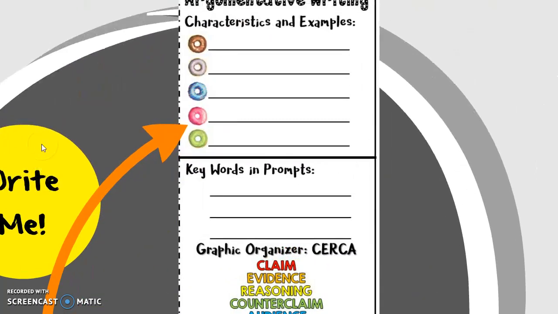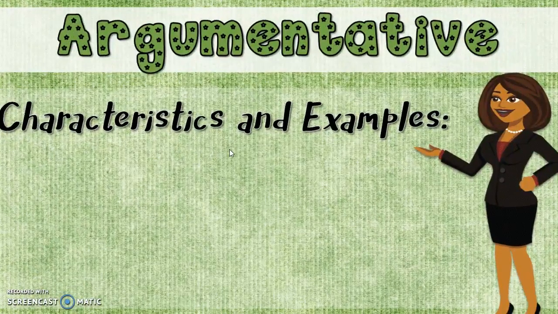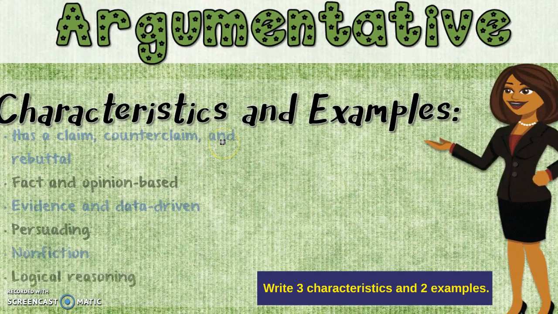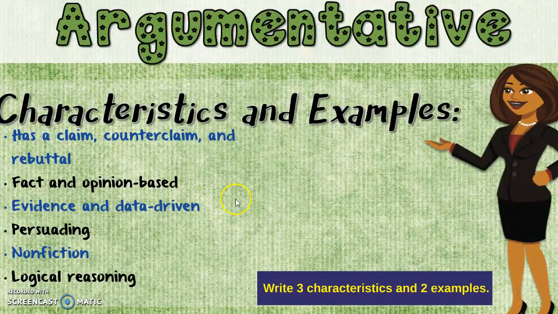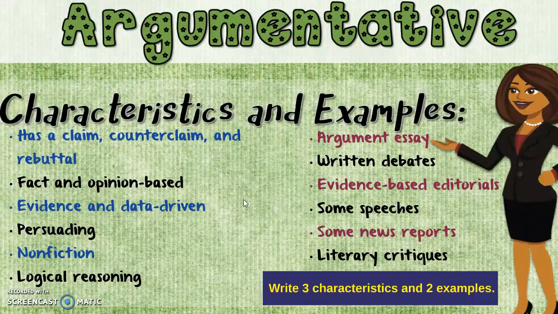Notes, donut section, characteristics and examples. Here we go. In argumentative writing, remember 3 characteristics and 2 examples. You can pause me anytime. You have to have a claim, counterclaim, and rebuttal in argumentative writing. It is fact and opinion based, so subjective and objective, but these opinions are proven with evidence and data. It's persuading. It is nonfiction, and your reasoning has to be logical.